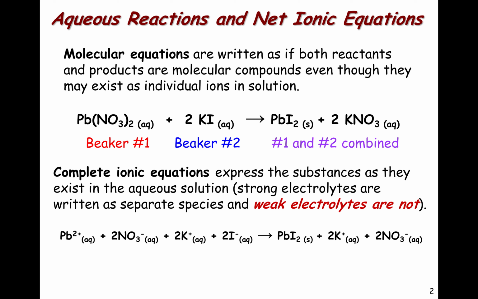In the second beaker then was potassium iodide. We would then have 2 potassium ions that are now present in the solution, and in addition to that we have 2 iodide ions. If we then combine those 2 beakers, again we produce the insoluble lead iodide, which is the solid that is formed, but the remaining potassium nitrate is a strong electrolyte, so we write the formulas so that we have 2 potassium ions and 2 nitrate ions.